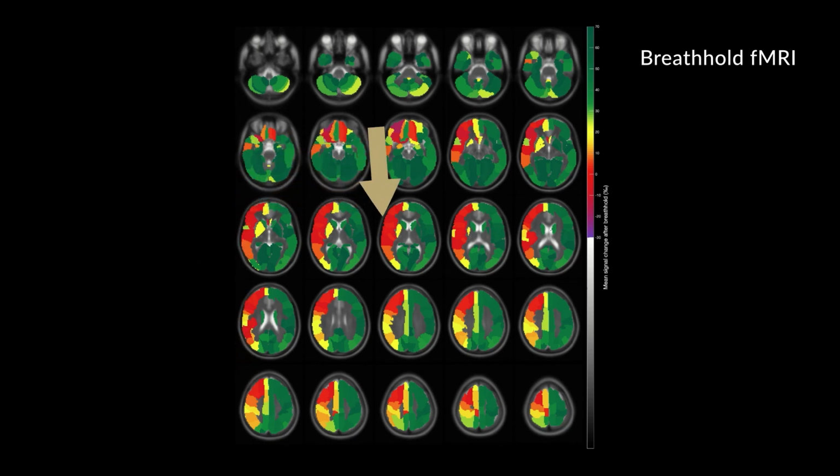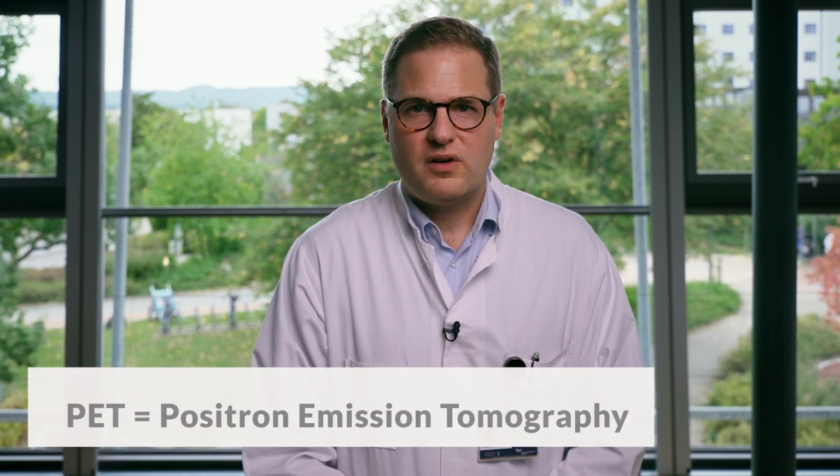This changes the CO2 content in the patient's blood and thus the blood flow of the vessels. This examination can already give a very good idea of whether the blood flow in certain areas of the brain is sufficient or not. However, the most important examination in most cases is the so-called PET-CT examination.